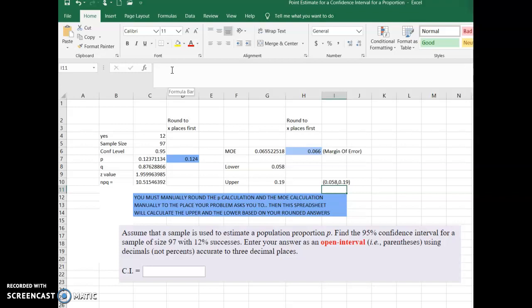3 digits after the decimal point, as opposed to the first, where we used the actual proportion that they gave us. Let me know if you have any questions.